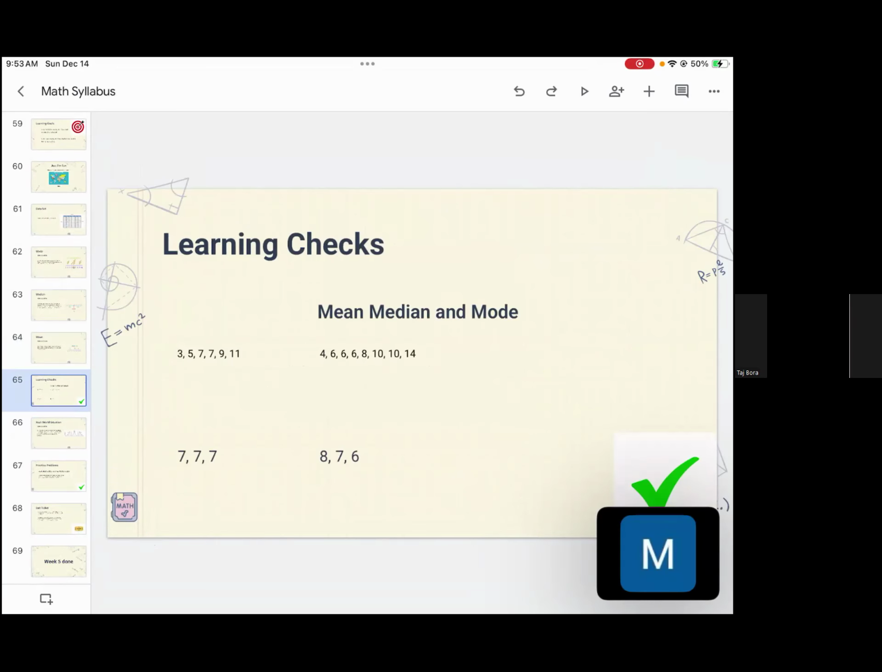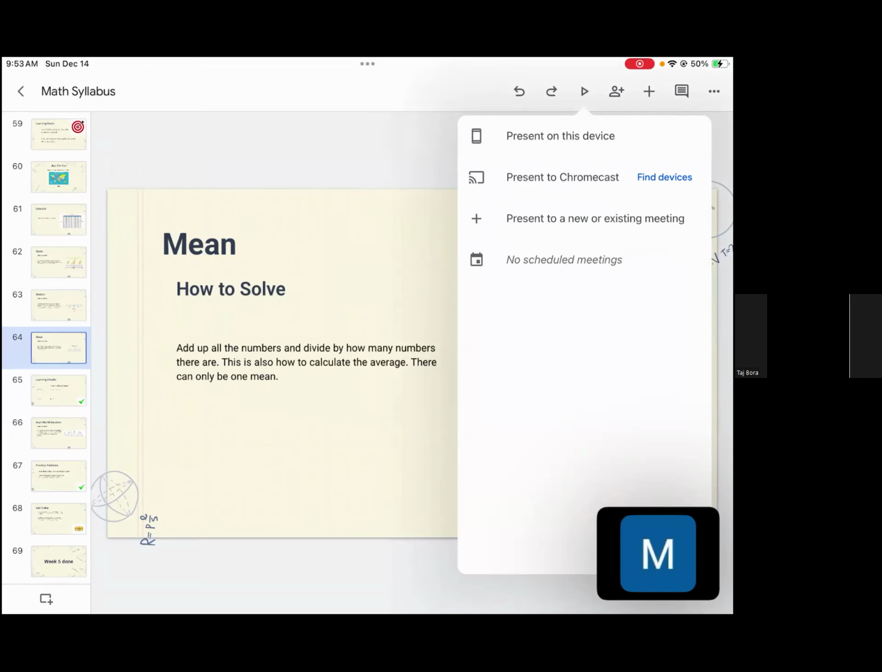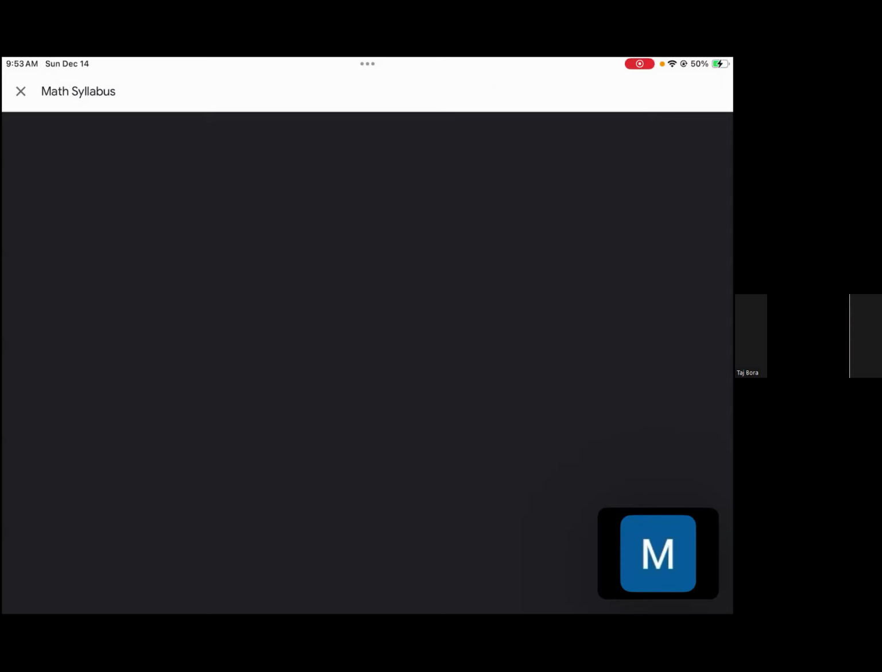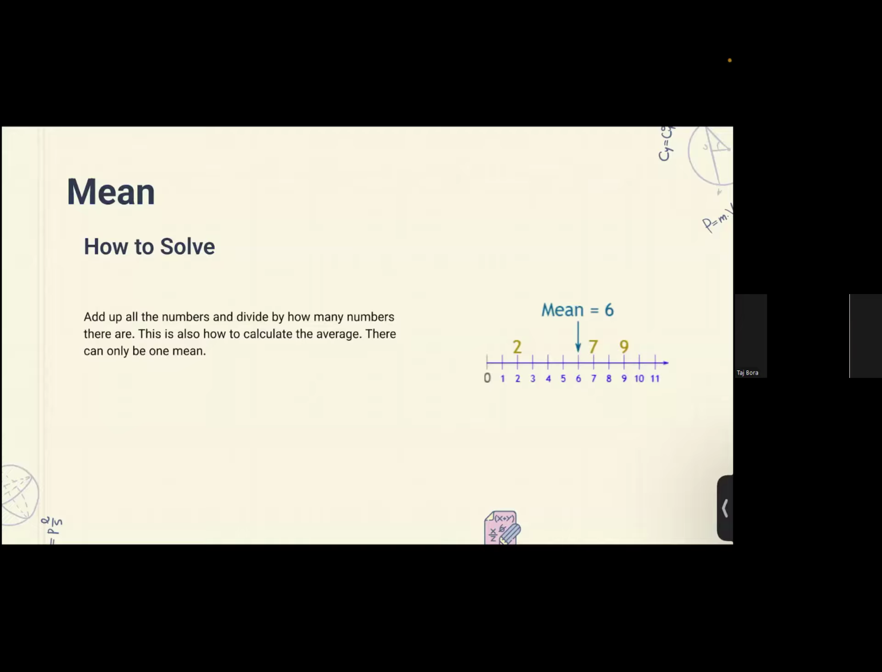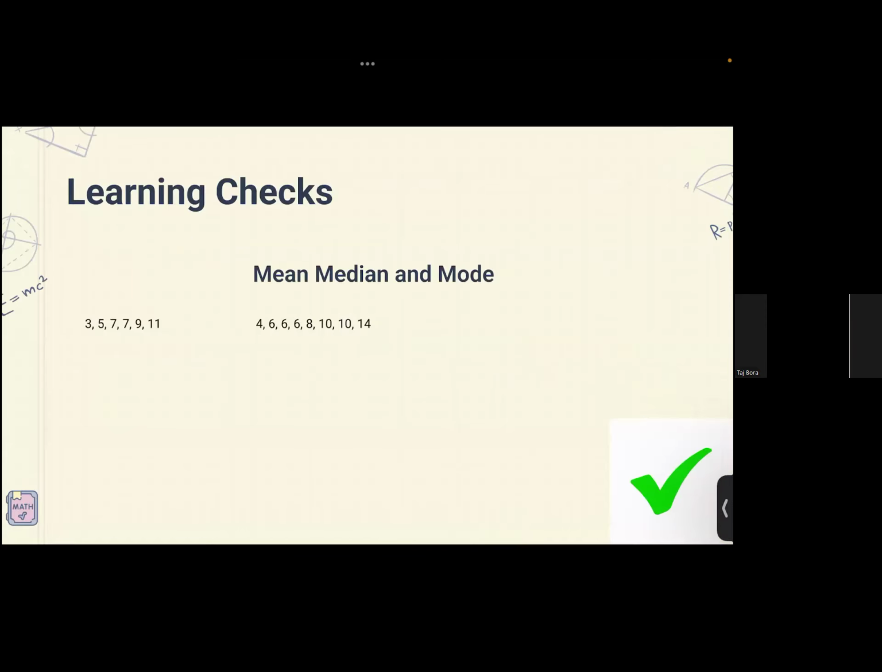Using what you just learned from mean, median, and mode, see if you can solve these questions. Okay, so take as much time as you need. Let's say we'll meet back in 4 to 5 minutes and just see if we can get the right answers. So the first set is 3, 5, 7, 7, 9, 11. Then the second set is 4, 6, 6, 6, 8, 10, 10, 14. So spend some time, write down the mean, median, and mode of these data sets.